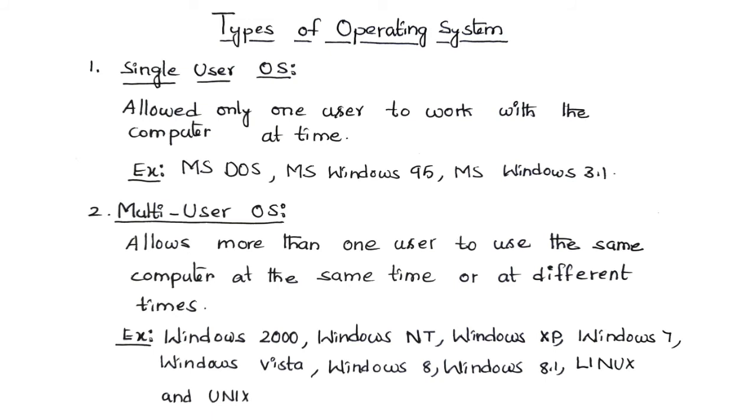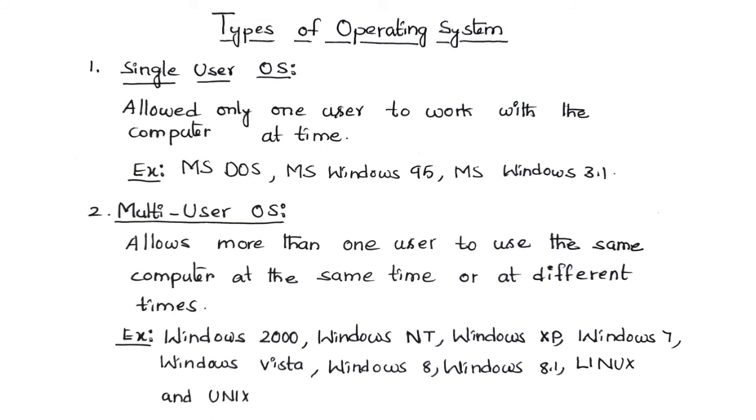Now, come to the second operating system, that is multi-user operating system. The multi-user operating system allows more than one user to use the same computer at the same time or at different times. Means this operating system allows more than one user to use the same computer at the same time or at the different times.